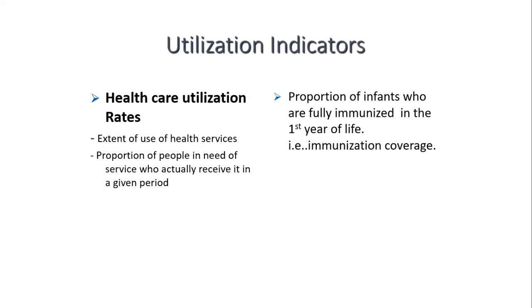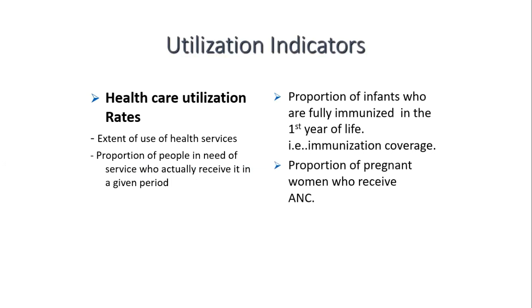Government is having certain health programs, and these are targeted to achieve 100% coverage. But most of the time we don't achieve that 100%. So if an area is showing that its immunization coverage is 85%, this is a utilization indicator, meaning the universal immunization program of the Government of India has a utilization ratio of 85%.